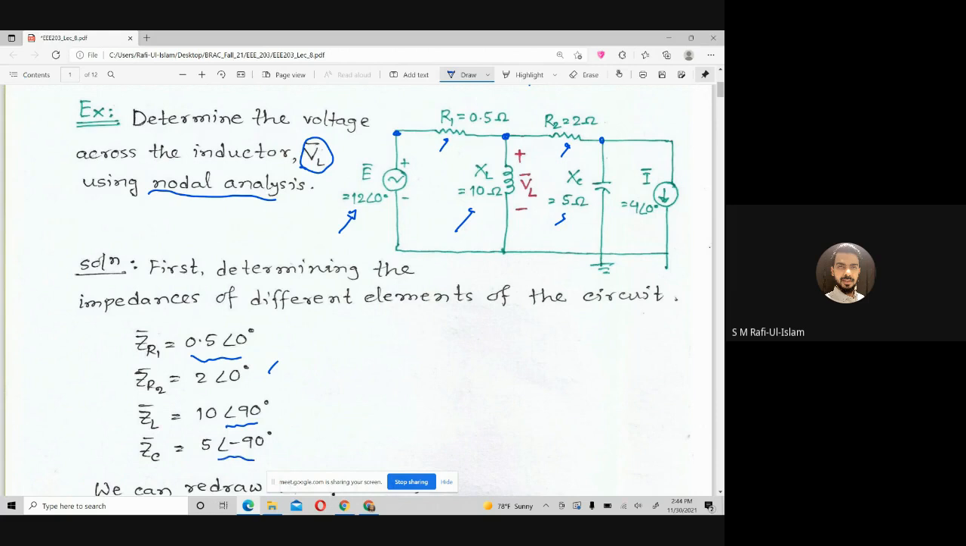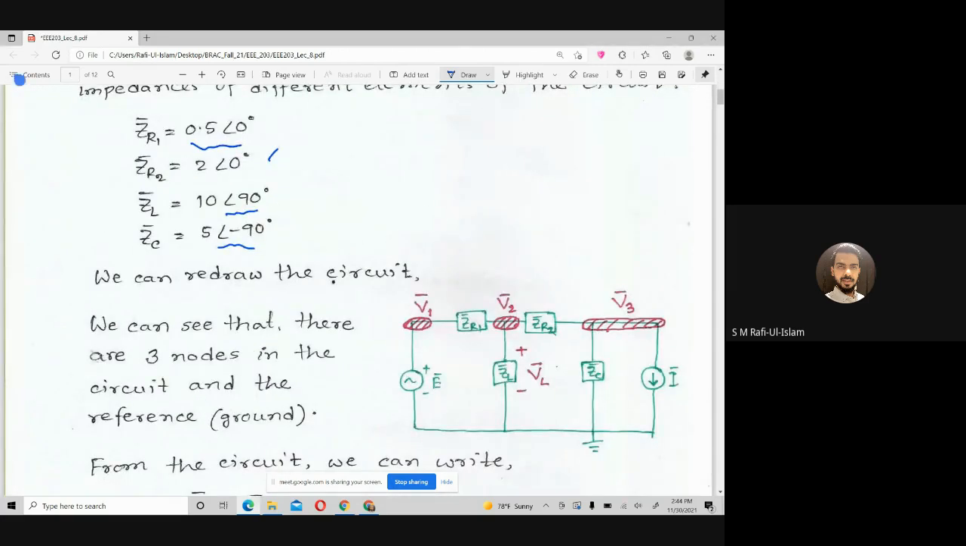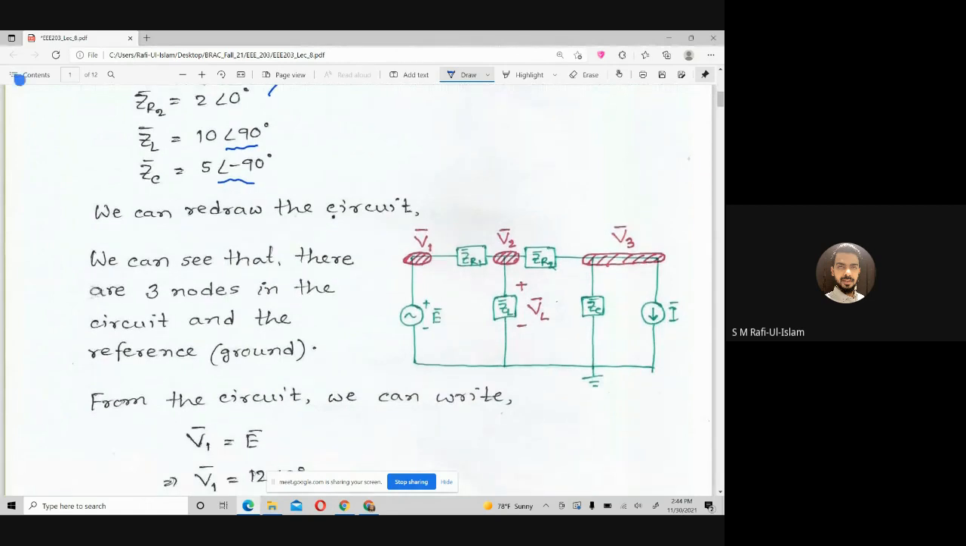For a capacitor, the angle should be negative 90 degrees. So if we redraw the circuit, it should be something like this, and this is our target. My target is to write down a node equation here, a node equation here, and a node equation here, so that we can get to know the node voltages.